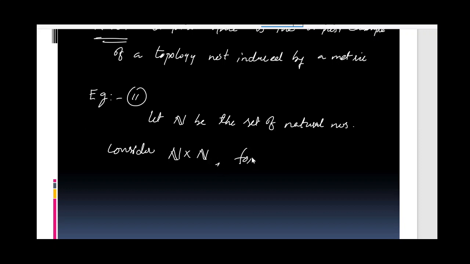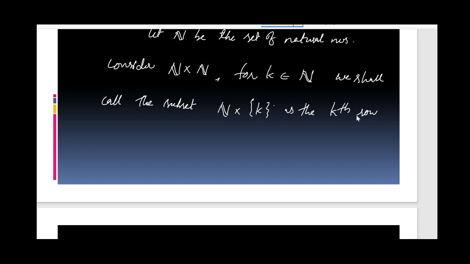For k belonging to N, we shall call the subset N cross k the kth row of N cross N. The kth row of N cross N. So what do you have to do? You should consider N cross N.